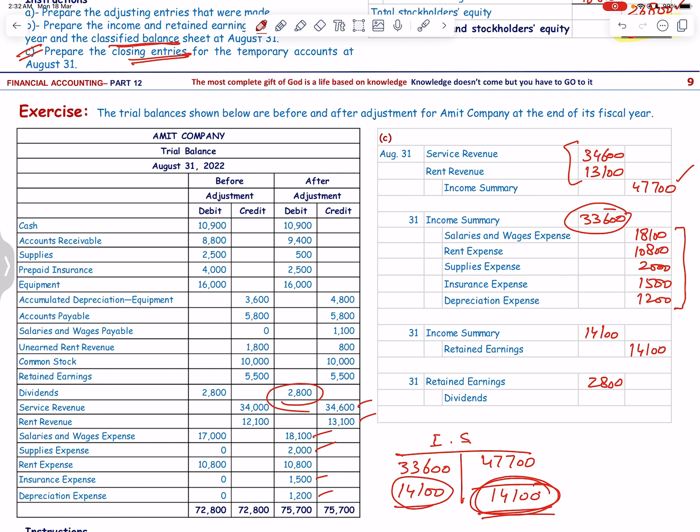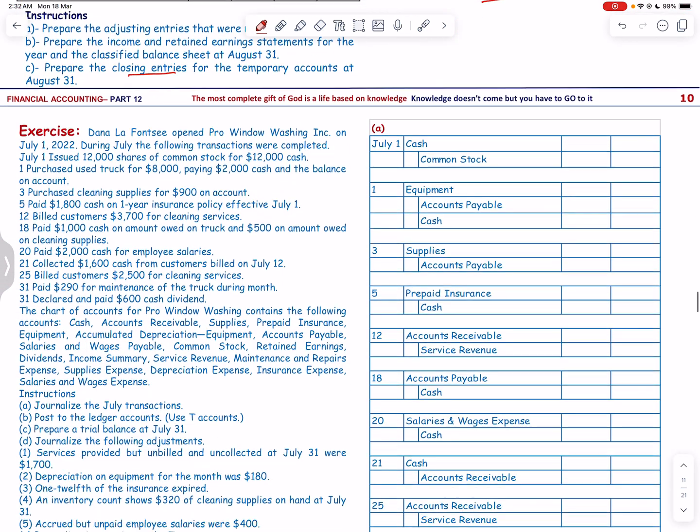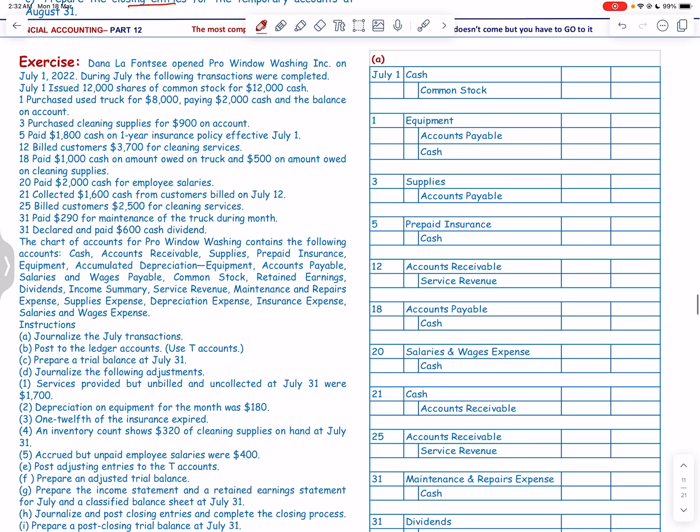So we have prepared the closing entries for the temporary accounts, and now let us go to a comprehensive exercise. Dana LaFonce opened Pro Window Washing Incorporation on July 1, 2022. During July, the following transactions were completed. We have a set of transactions from July 1 to this date, and we have to use the following chart of accounts. The first thing we have to do is journalize these transactions.